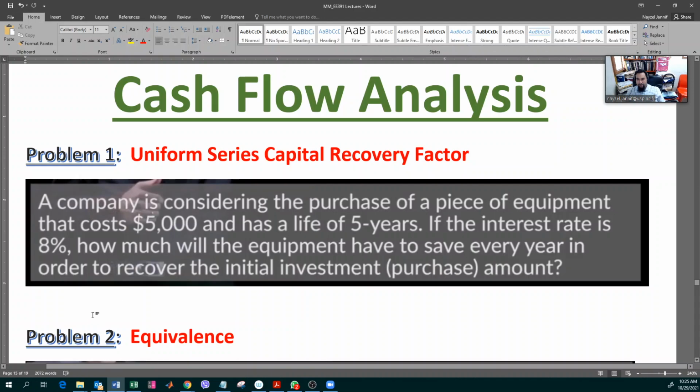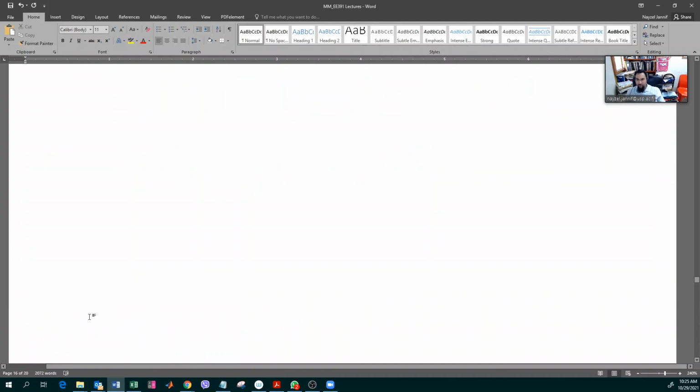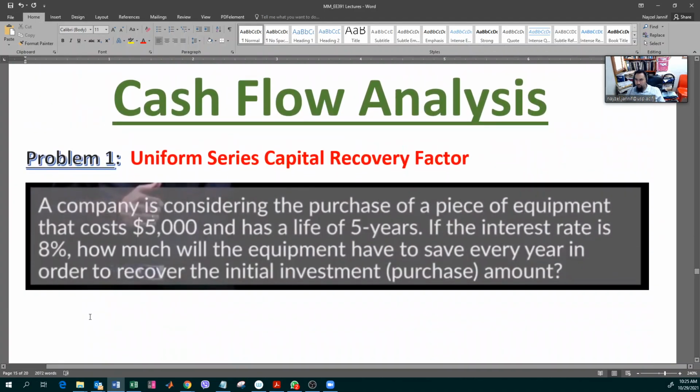Now let's look at this. Let me just get rid of the equivalence problem, which we will try and start off this morning, and then we'll continue. A company is considering the purchase of a piece of equipment that costs $5,000 and has a life of 5 years. If the interest rate is 8%, how much will the equipment have to save every year in order to recover the initial investment?